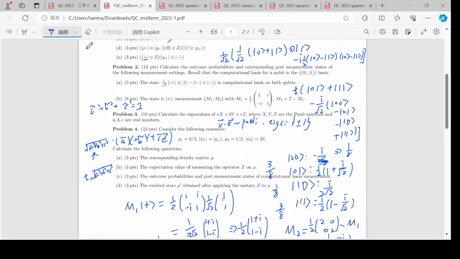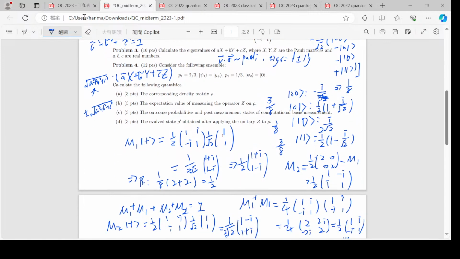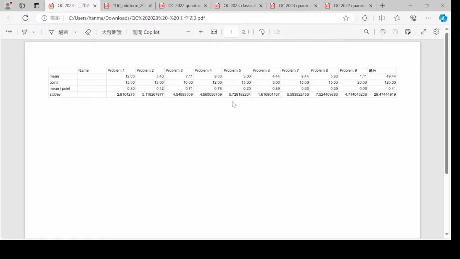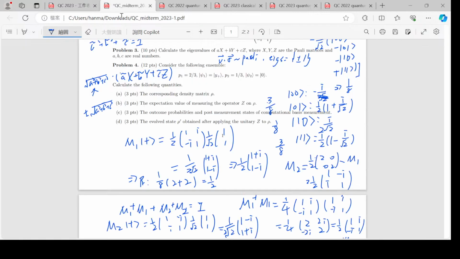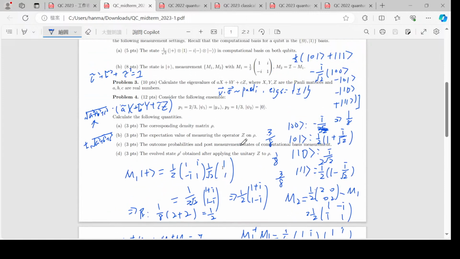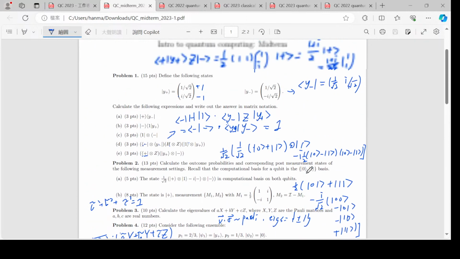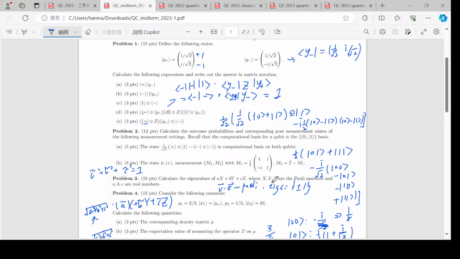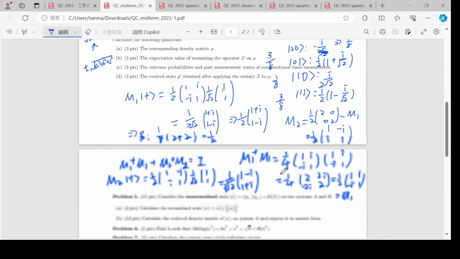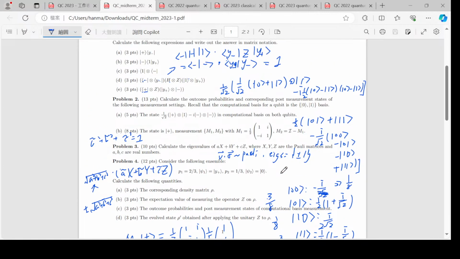Okay. And on problem 4, I think people are doing pretty good. Okay. Yeah, problem 4. So it's a standard density matrix calculation. And okay, so we can calculate the density matrix. Y plus state. I believe y plus is actually n1, right? But yeah.